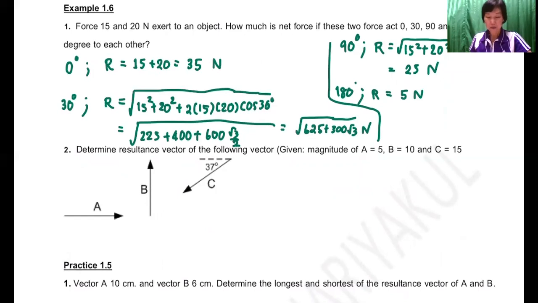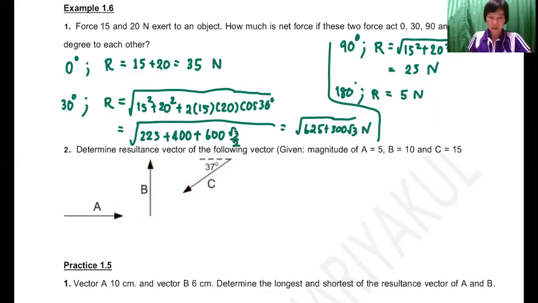The last example, example number 2, I think is a little bit difficult for you, but try to listen carefully. Now, number 2, we have 3 vectors: vector A, vector B, and vector C.